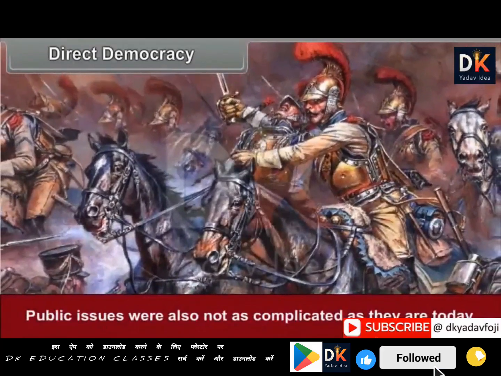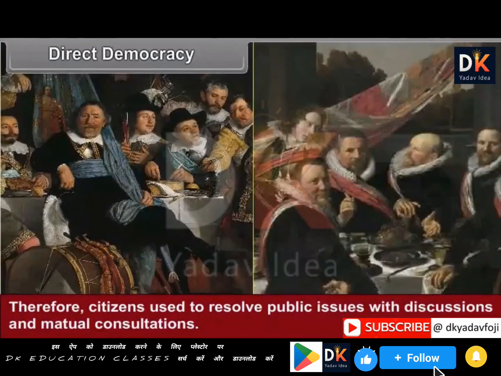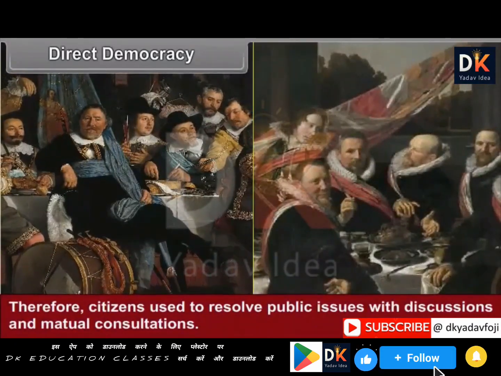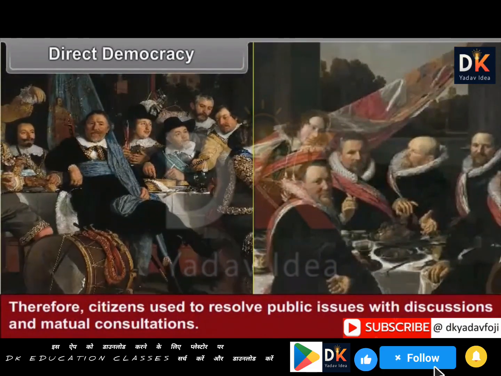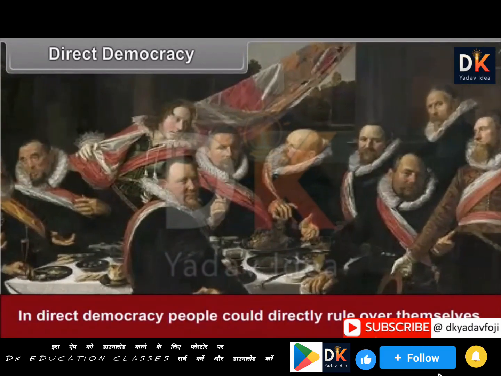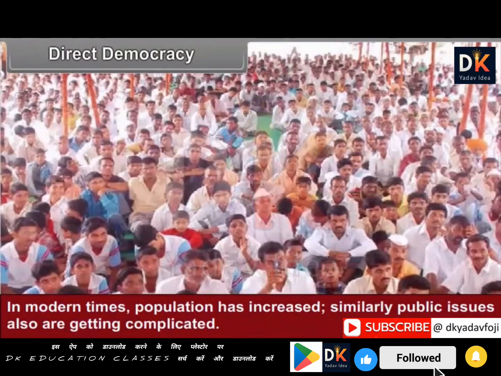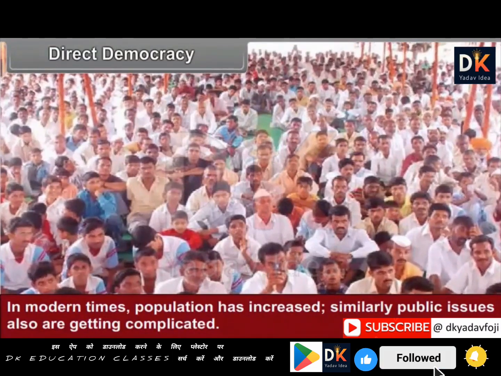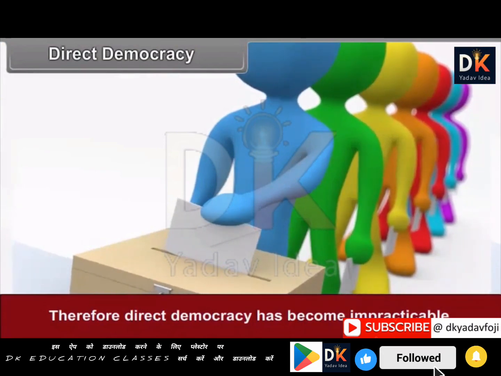Public issues were also not as complicated as they are today. Therefore, citizens used to resolve public issues with discussions and mutual consultations. In direct democracy, people could directly rule over themselves. That means people were sovereign in the real sense. In modern times, population has increased. Similarly, public issues are also getting complicated. Therefore, direct democracy has become impracticable.